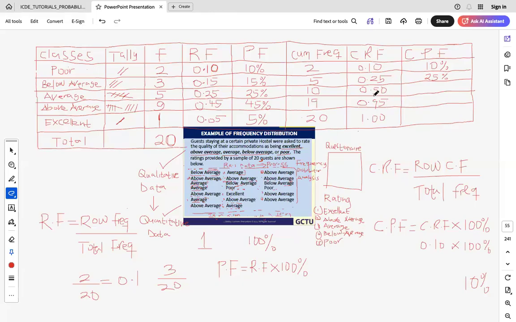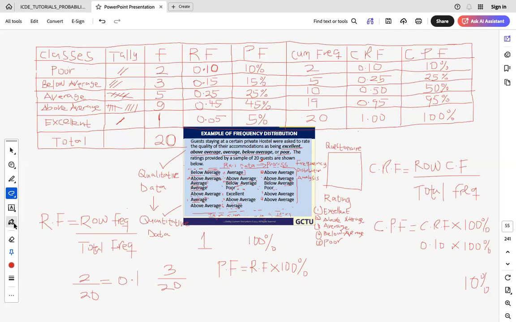Right. So you do the same to the rest. 0.50 times 100%, you have 50%. 0.95 times 100%, you have 95%. And then the last one, 1.00 times 100%, you have 100%. And this completes our table.